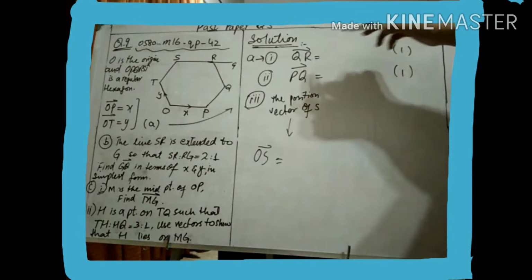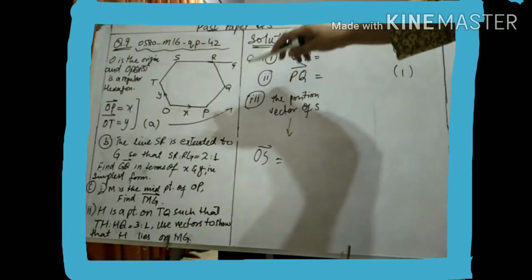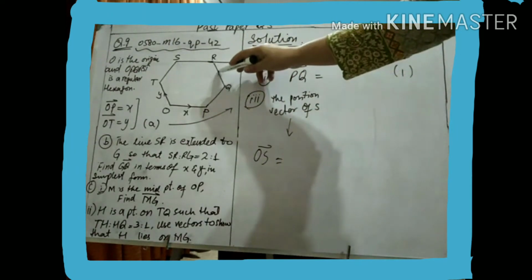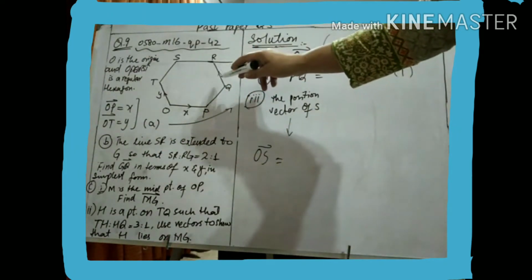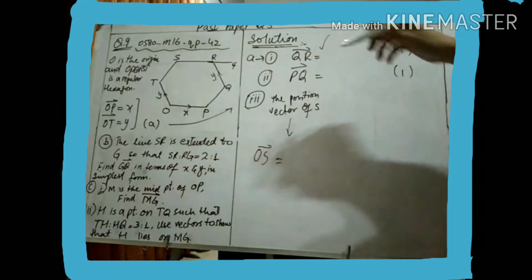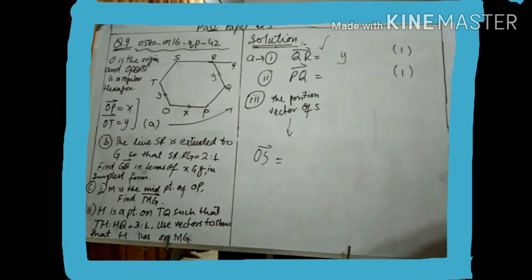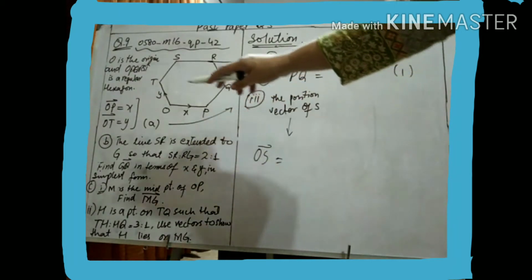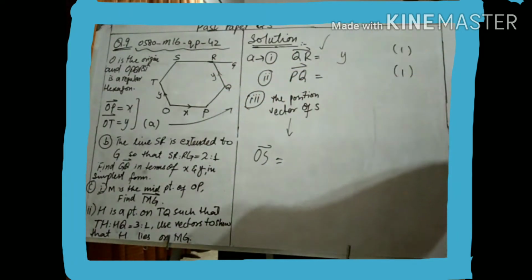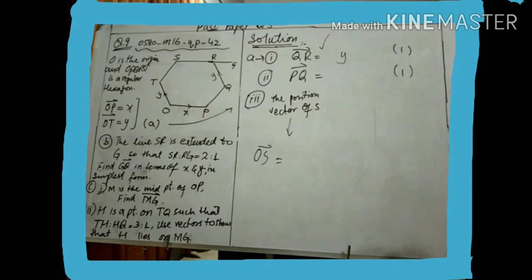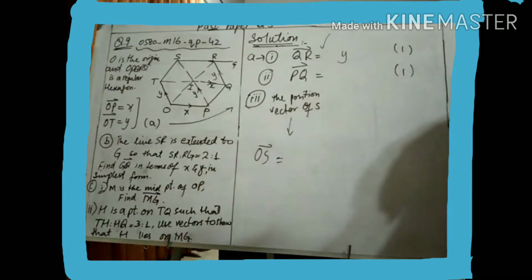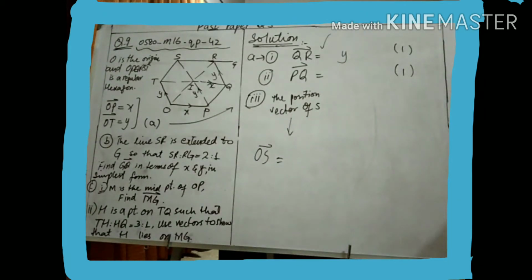So QR: in the diagram, OT and QR are both parallel. If OT is Y, then QR is also Y. So its answer is Y. Now PQ. PQ is not parallel to the given vectors, so for PQ, I am going to divide this hexagon into triangles. I have divided this hexagon into triangles.